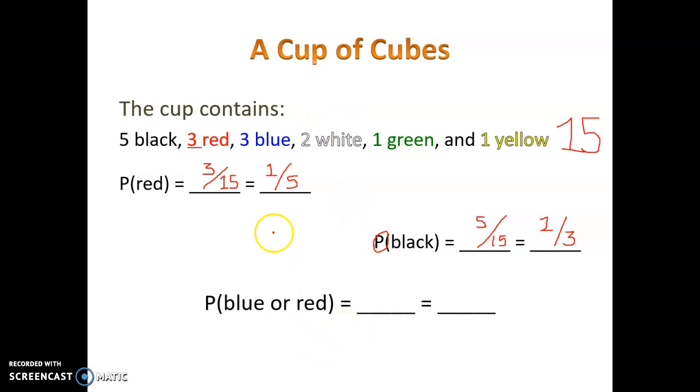How about the probability of pulling a blue or a red? So we win if we get a blue or a red. Both win. Well, just like before, we have a total number of results of 15. We have 3 red and 3 blue. So we have a total of 6 possible winners. 6 over 15 can be simplified. Both of those can be divided by 3. 6 divided by 3 is 2. 15 divided by 3 is 5. So the probability of winning on a blue or a red out of this particular cup would be 2/5.